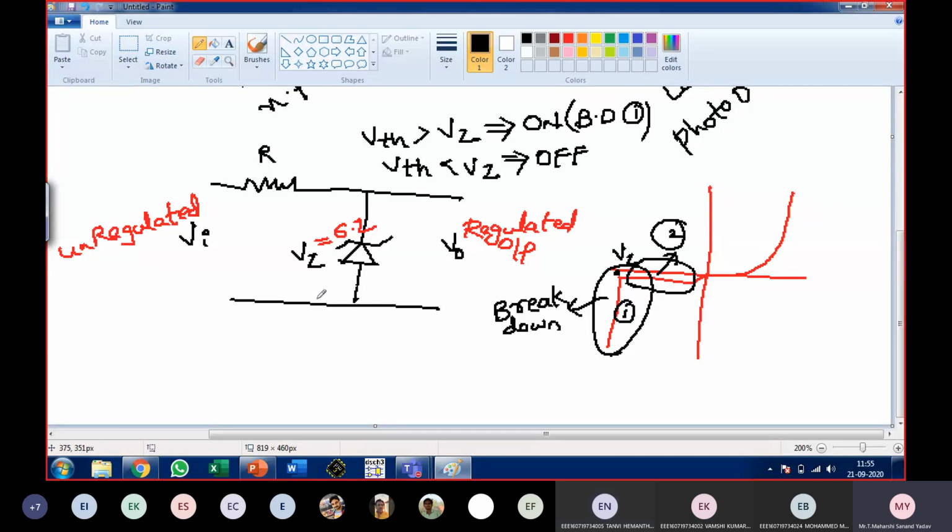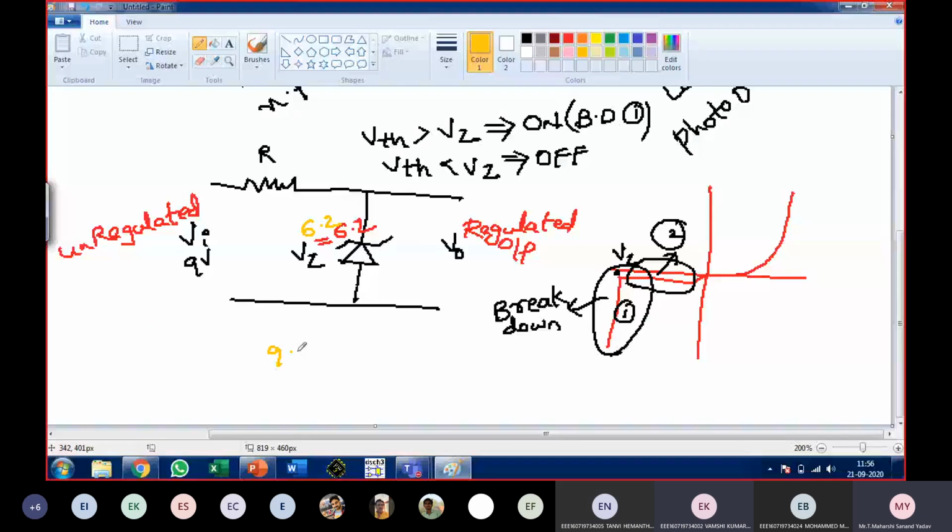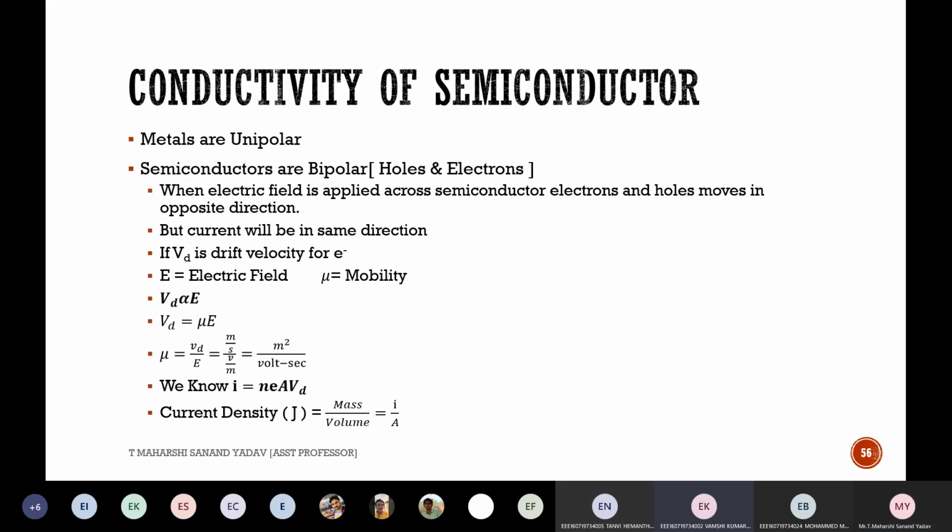Suppose I apply 9 volts at the input. What voltage is needed for the Zener diode, and how much will appear across the current limiting resistor? It will be 9 minus 6.2. So 9 minus 6.2 is 2.8, or 3.8? 2.8, sir.